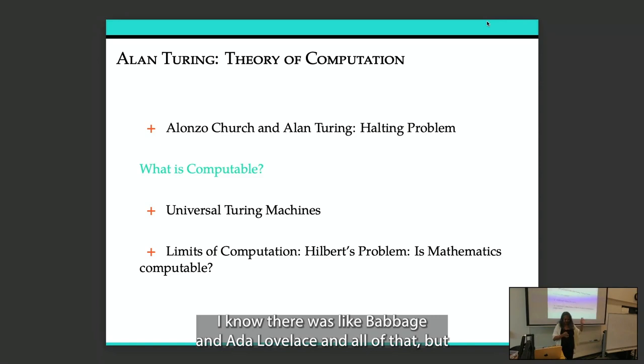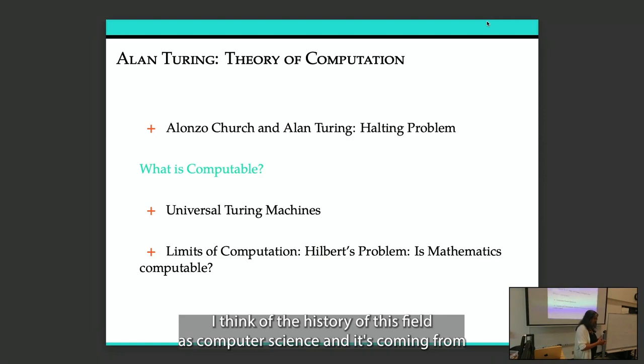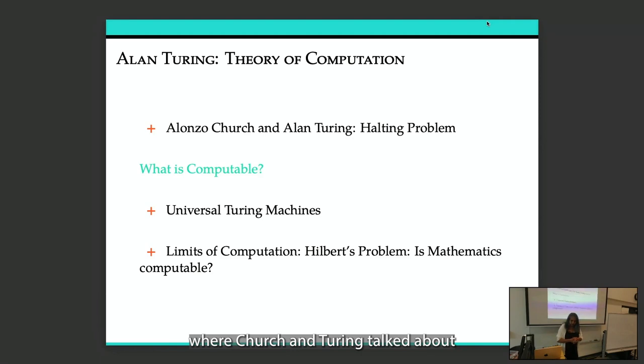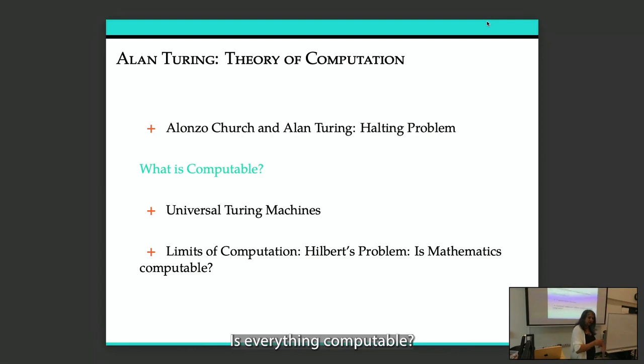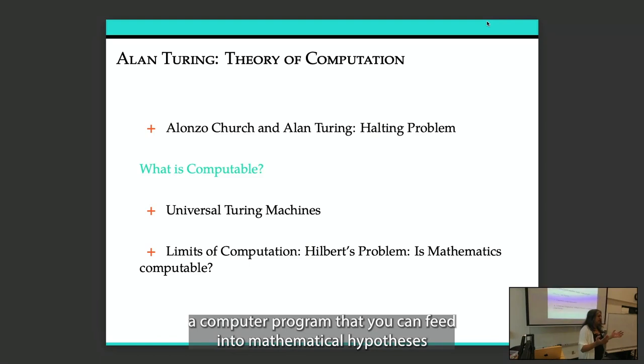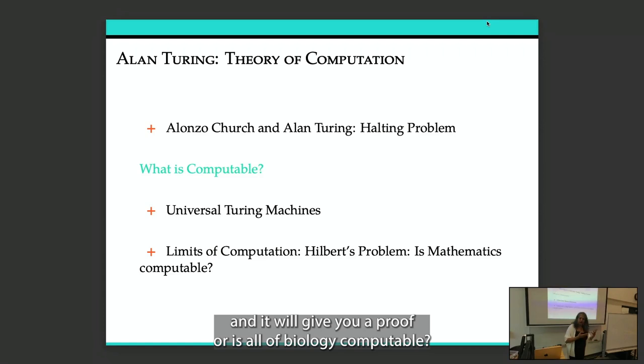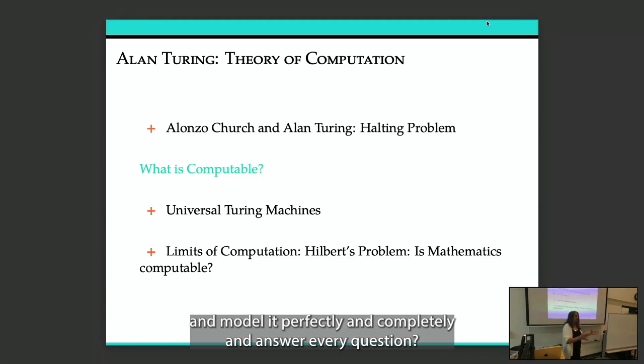I know there was Babbage and Ada Lovelace and all of that, but I think of the history of this field as computer science as coming from right before World War II, when Church and Turing wrote a paper about what is actually computable. What does it mean to say a computer can do this work? And are there limits to it? Is everything computable? Is mathematics computable? Is there someday going to be a computer program that you can feed a mathematical hypothesis and it will give you a proof? Or is all of biology computable? So can I take a system and model it perfectly and completely and answer every question? And that's what a computation is.